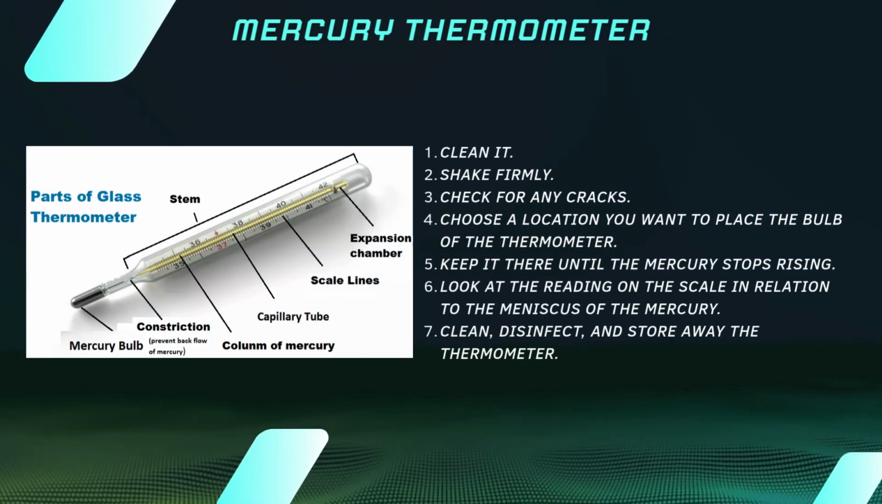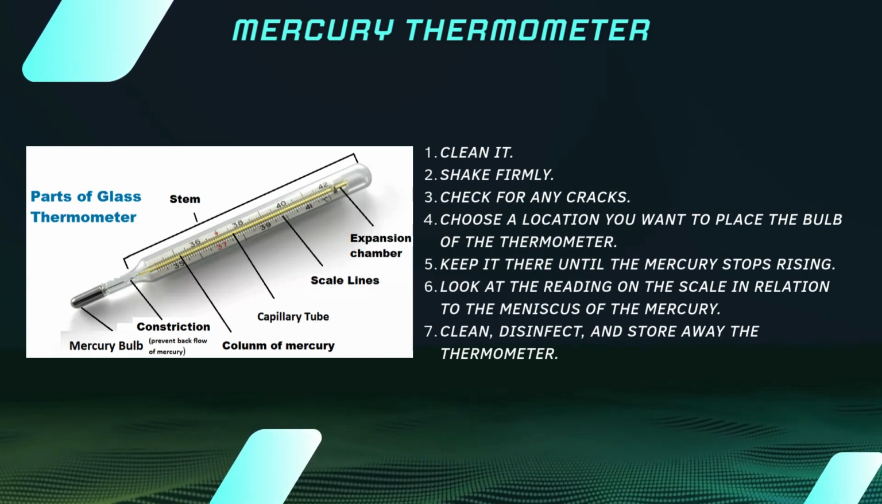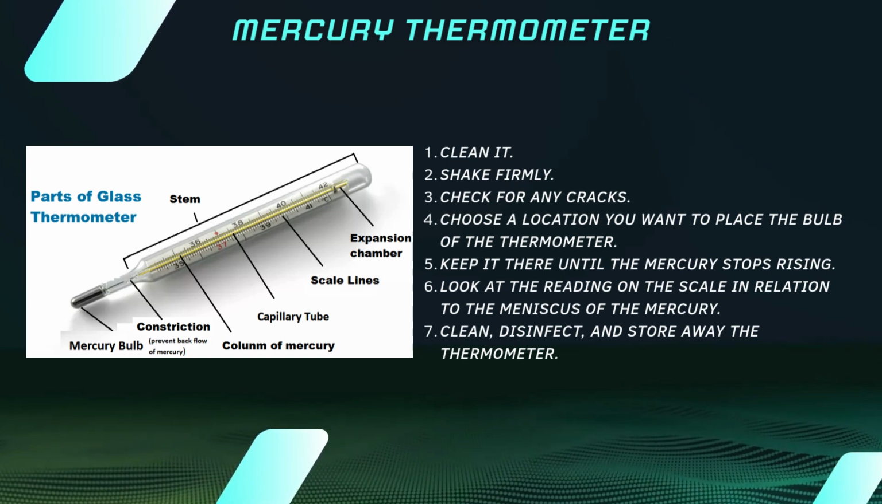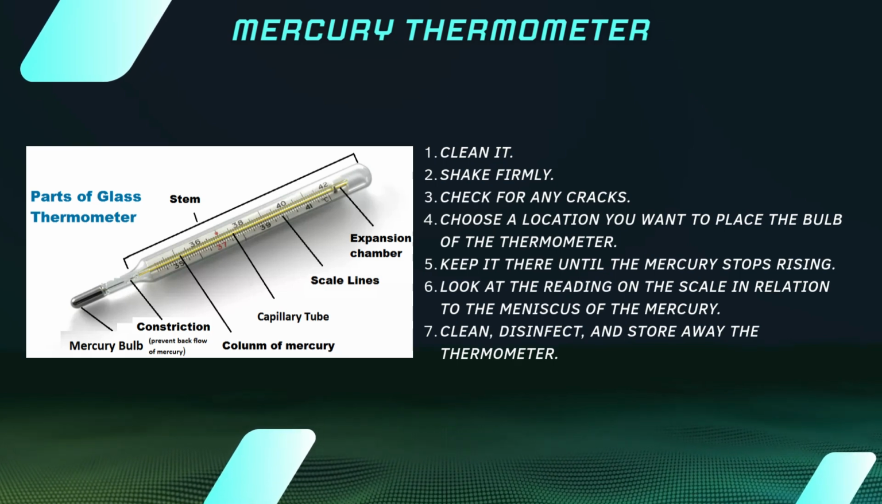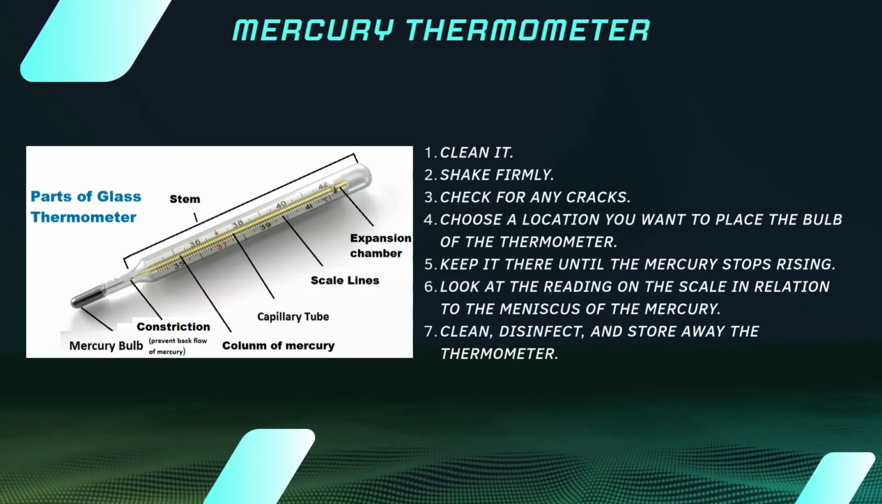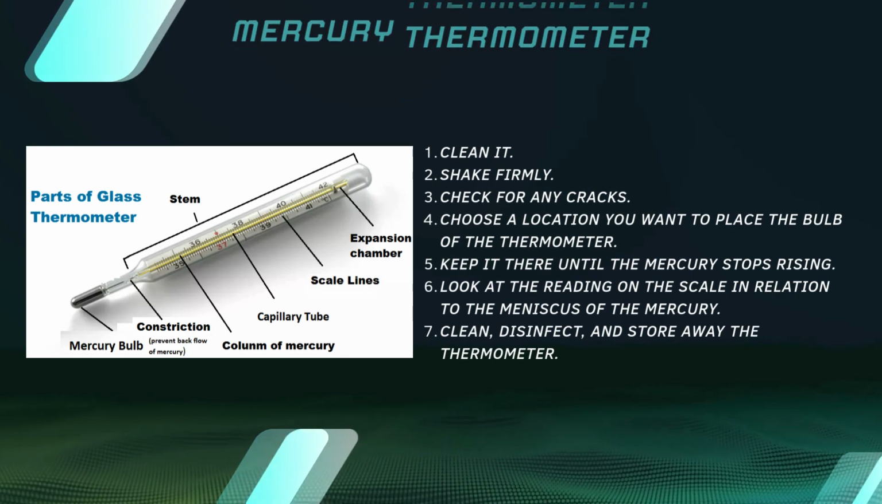Before using a mercury thermometer, it has to be cleaned to prevent infection toward the sample or physical matter being inspected. The thermometer has to be shaken firmly to bring the mercury in the capillary tube to below a temperature reading of at least 35 degrees Celsius. You also have to make sure it isn't broken, as leaking mercury is toxic to you.